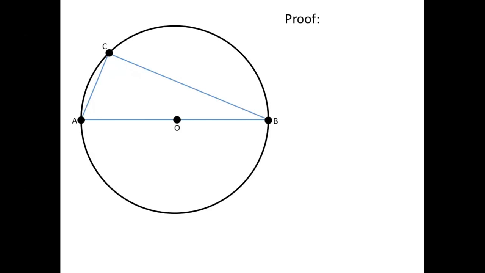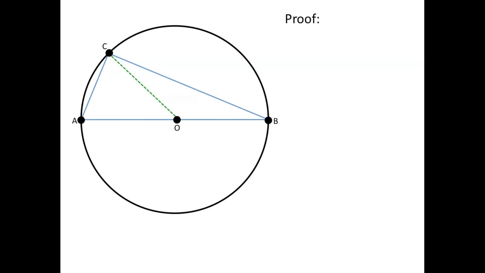Well, let's start off with our circle and we'll mark the diameter. This will be our center point, and we'll call it O. And the 2 endpoints of the diameter we'll call A and B. And now we're going to pick a random point along the circle and call that C. And then after drawing the angle, we're going to try to prove that the angle ACB is a right angle.